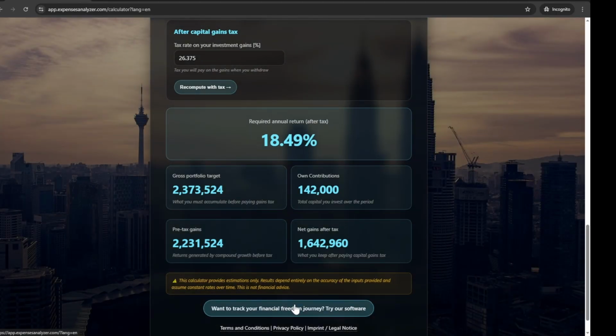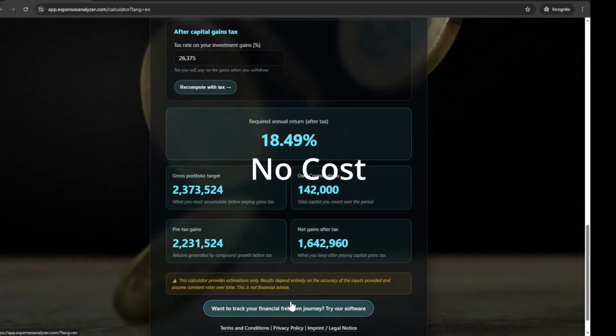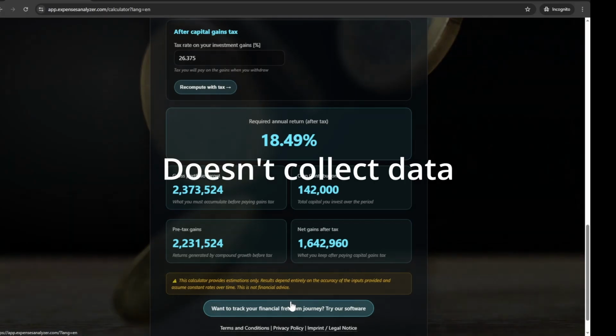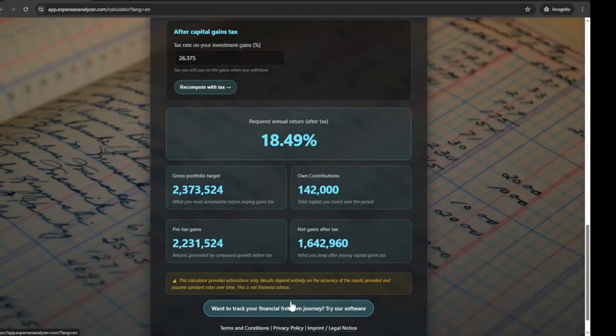Last but not least, notice something I appreciate a lot, at least for now. The financial freedom calculator is totally free, no cost. It's online, so it doesn't require any installation, and it doesn't collect any of your private data. You don't even need to enter an email to receive the result. So take advantage and explore your investment options.